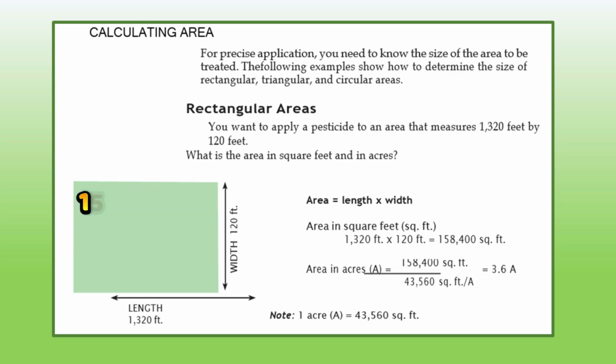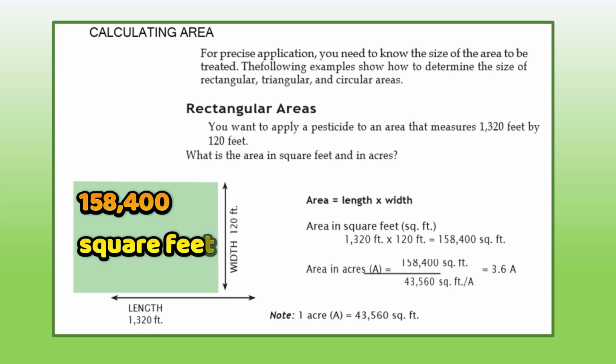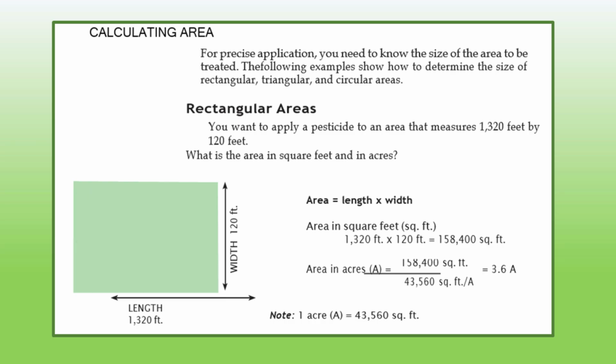This is going to give us a total of 158,400 square feet. Now we want to figure out how much this is in acres because a lot of our product labels are going to deal in acres. The area in acres is going to be the total square feet divided by the square footage of an acre. So in this case, it's going to be 158,400 square feet divided by 43,560 square feet, equaling a total of 3.6 acres.